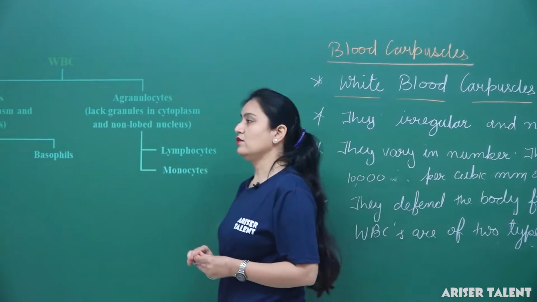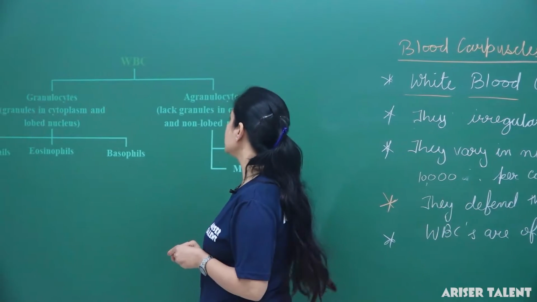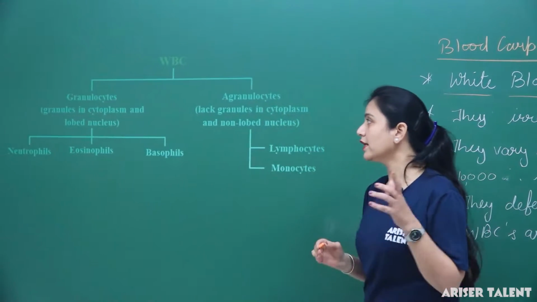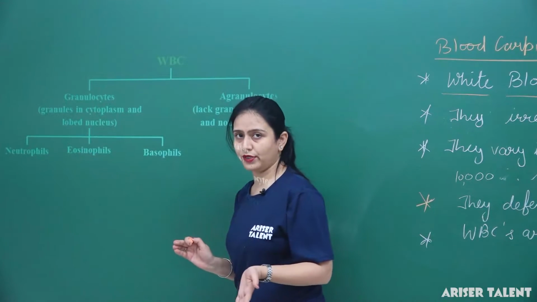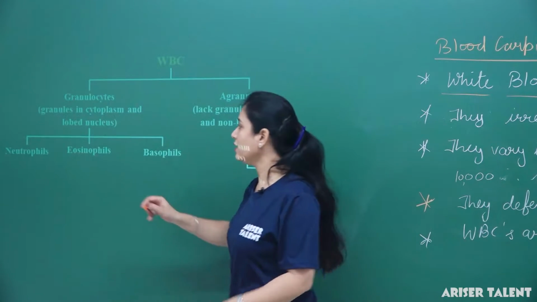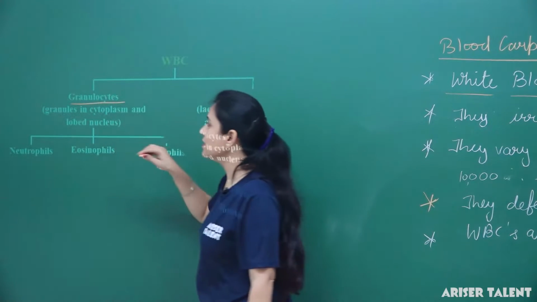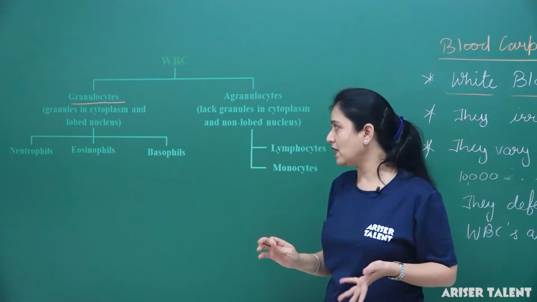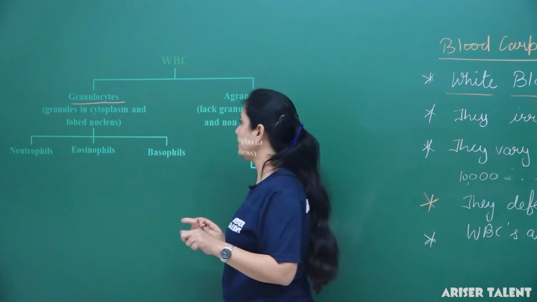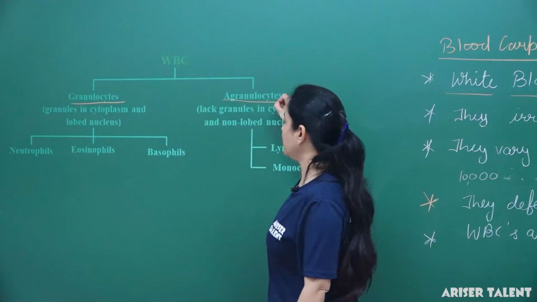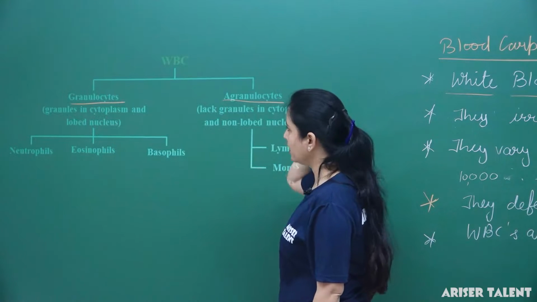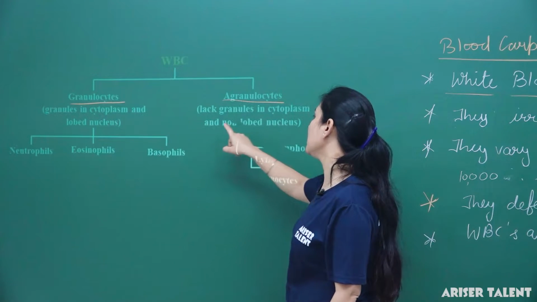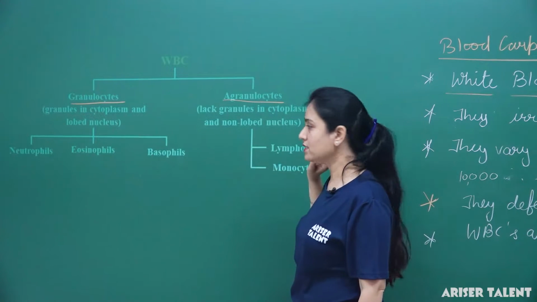Generally, WBCs are of two types: granulocytes and agranulocytes. Granulocytes means granules in the cytoplasm and a lobed nucleus. What is the feature of a granulocyte? They have granules in the cytoplasm and a lobed nucleus. Agranulocyte, another type of WBC, lacks granules in the cytoplasm, and a non-lobed nucleus is found.